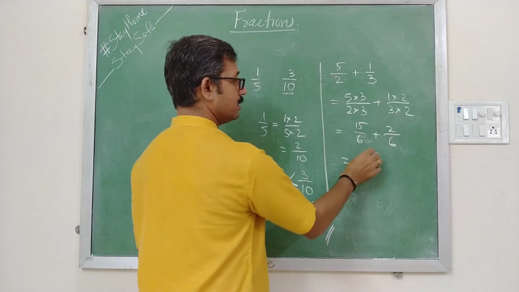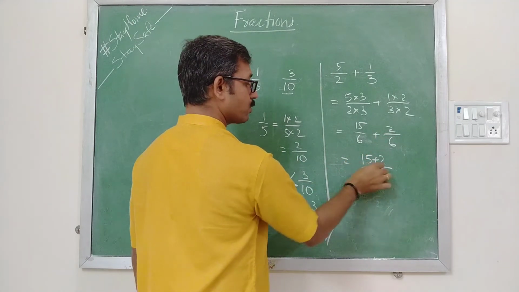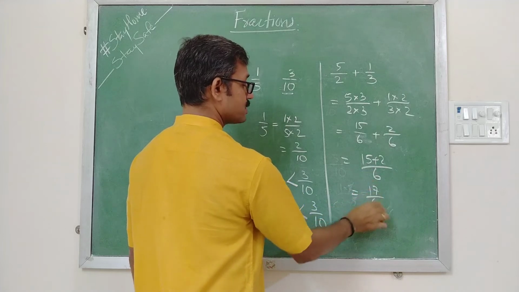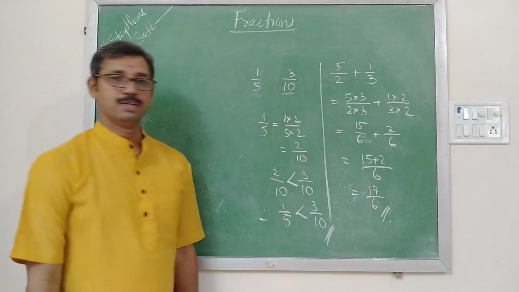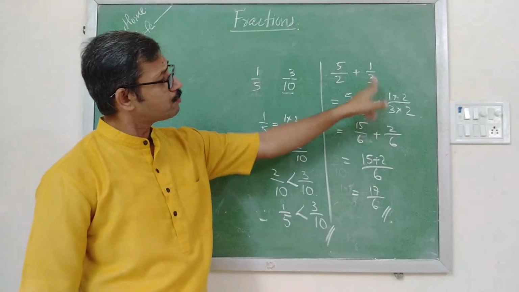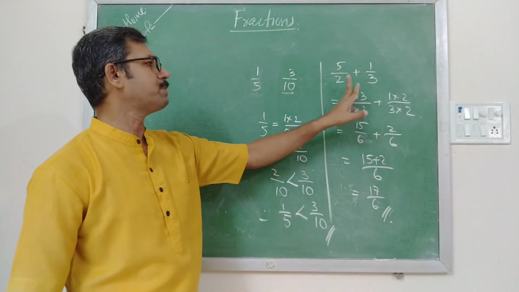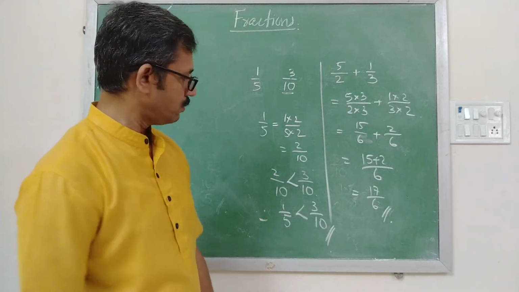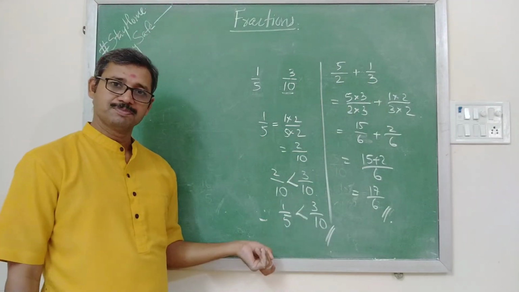So it becomes 15 plus 2, now with the common denominator, which is equal to 17 upon 6. Understand? If different denominators are there, then you have to multiply both fractions by some number to make the denominators the same. So you will do this.